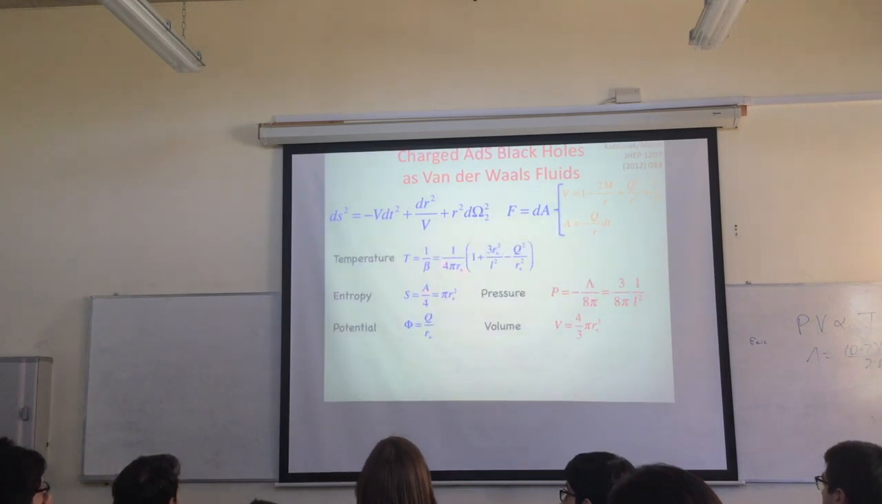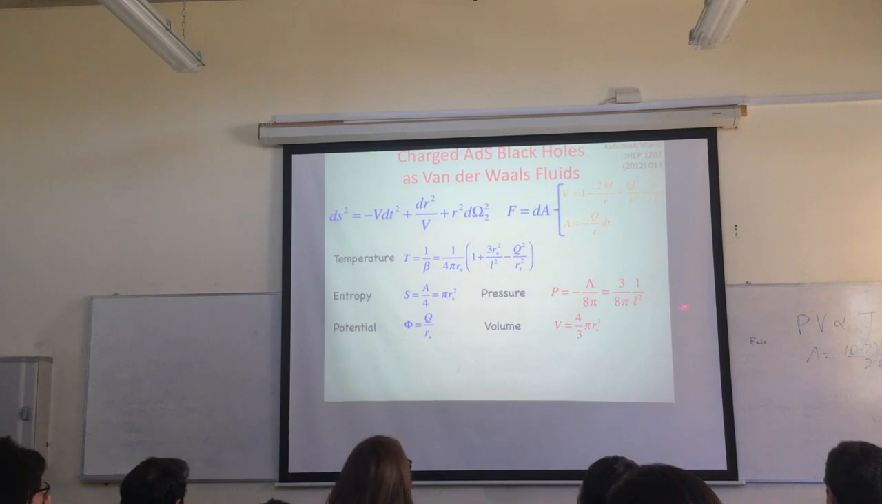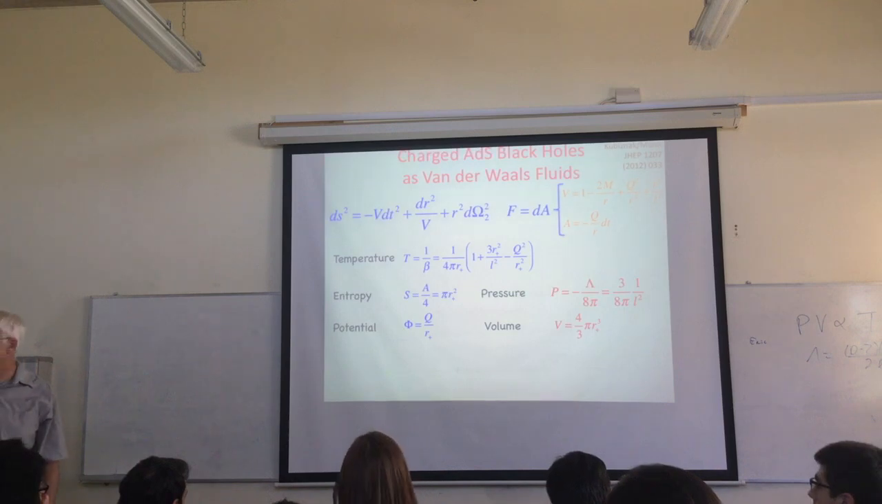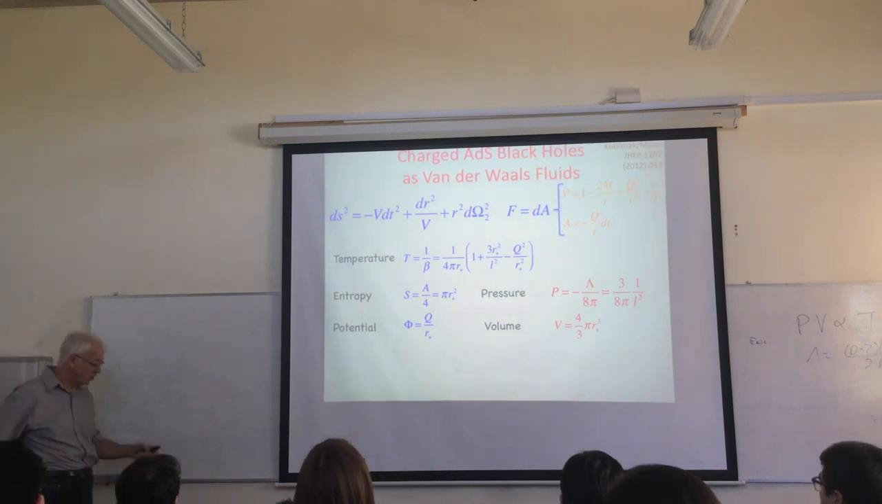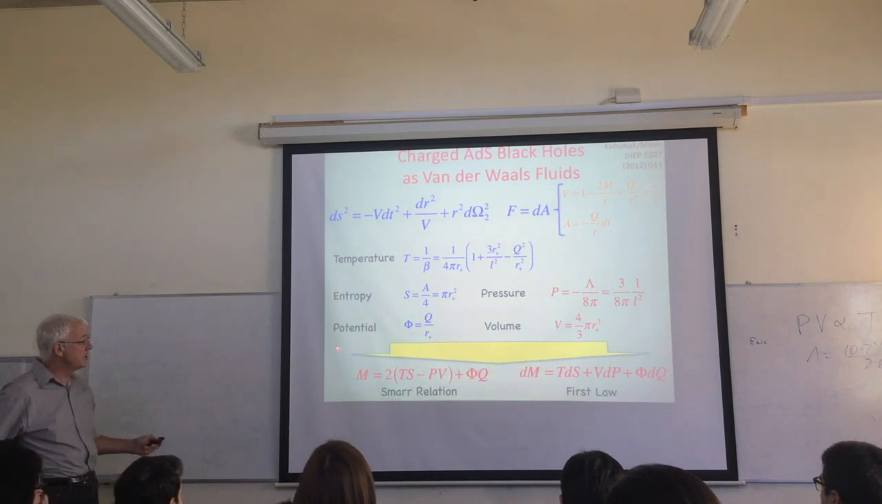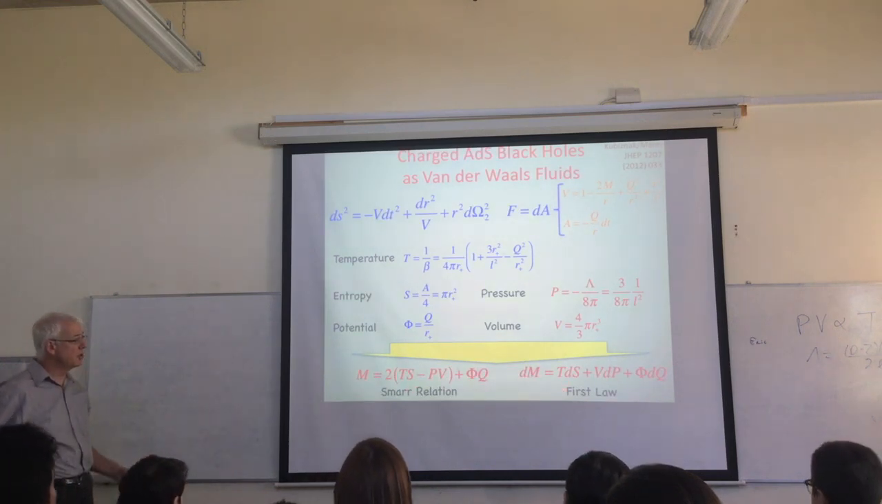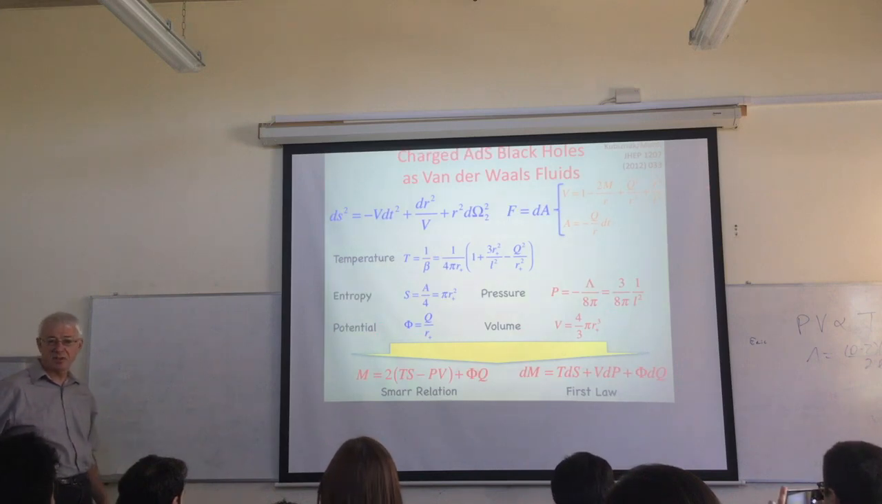It's easy to compute the temperature and the entropy and the pressure. The entropy is a quarter of the area. The temperature is the first derivative of V evaluated where V is 0. The electric potential is Q divided by r plus. r plus is the horizon radius. The pressure, by definition, is negative lambda over 8 pi, or 3 over 8 pi L squared. And the volume, as I showed you last time, is the Euclidean volume of the black hole, 4/3 pi r plus cubed. So, you can easily show that the Smarr relation and the first law are satisfied by these values. It's arithmetic.